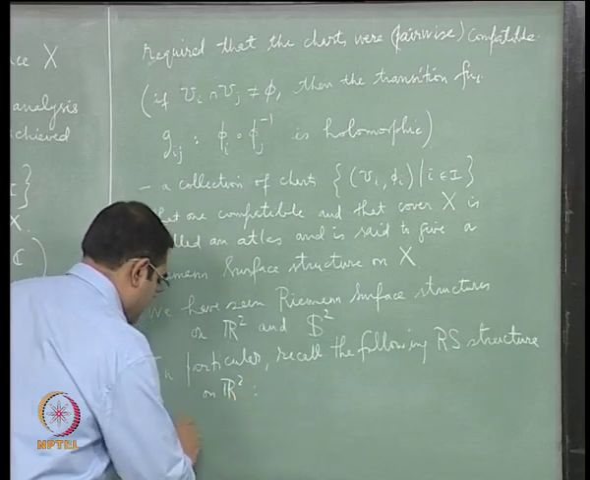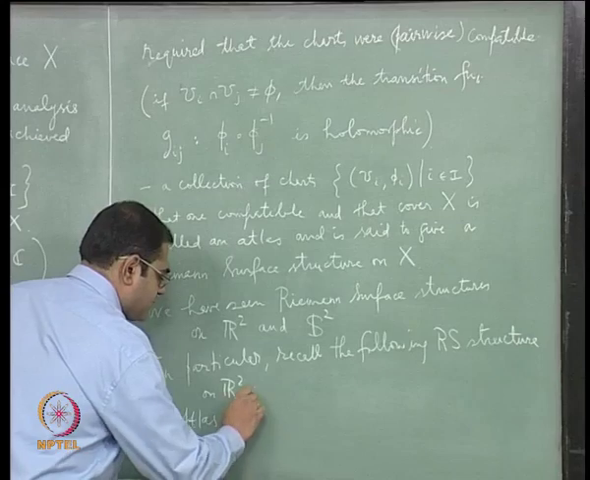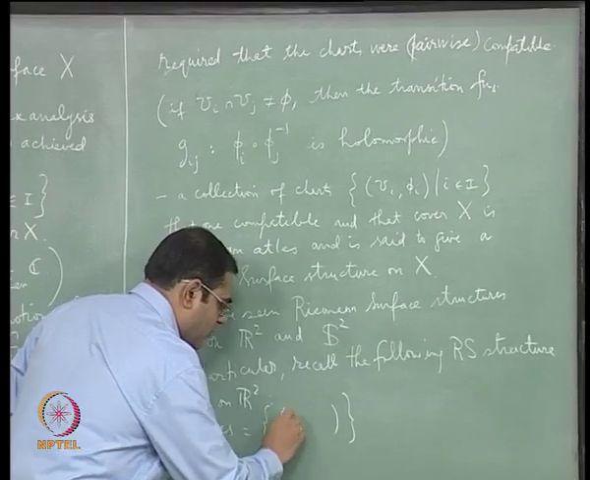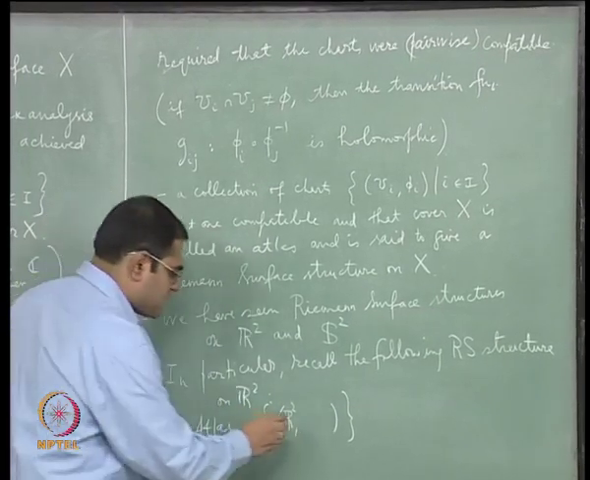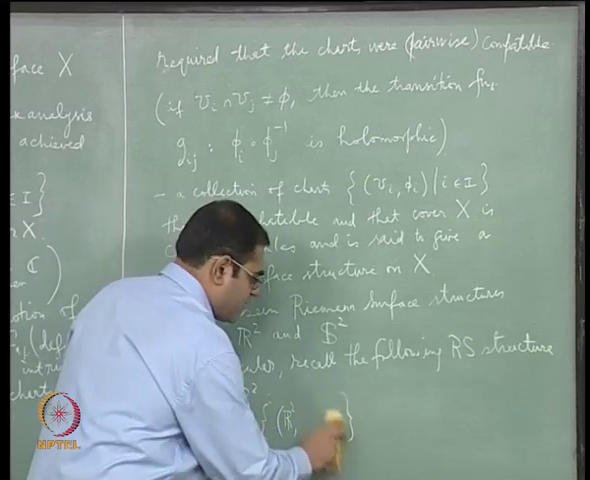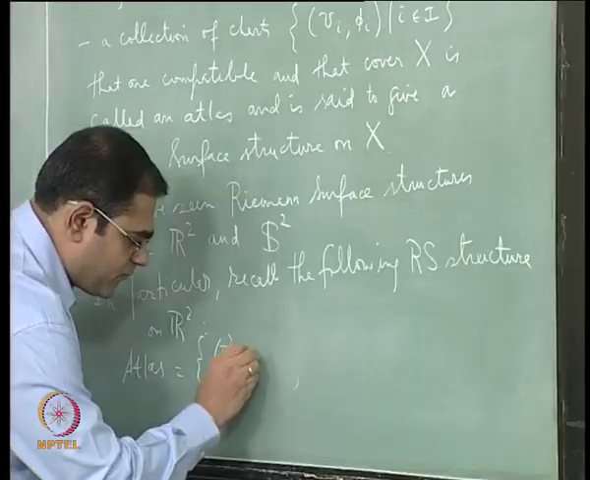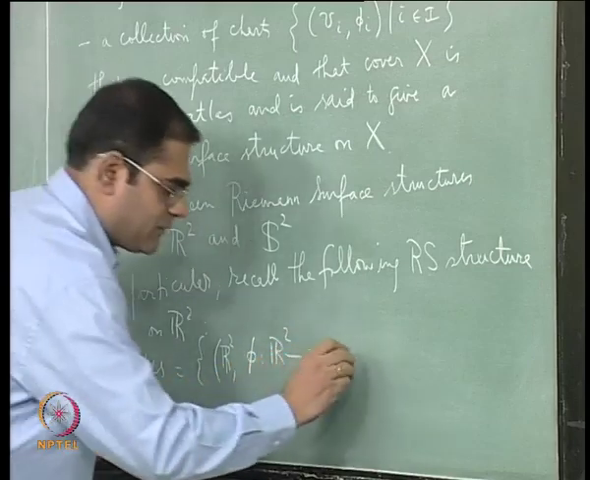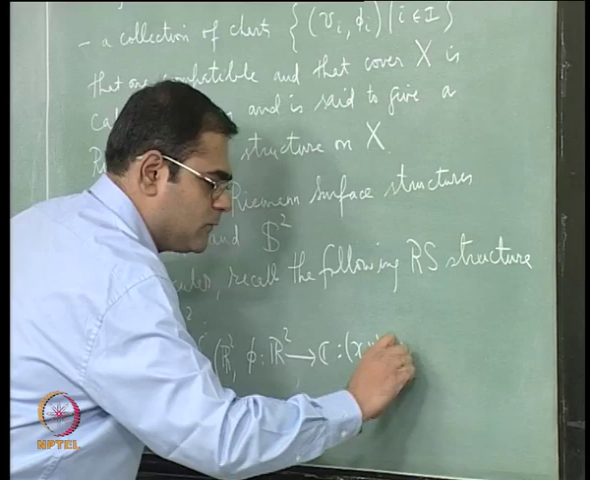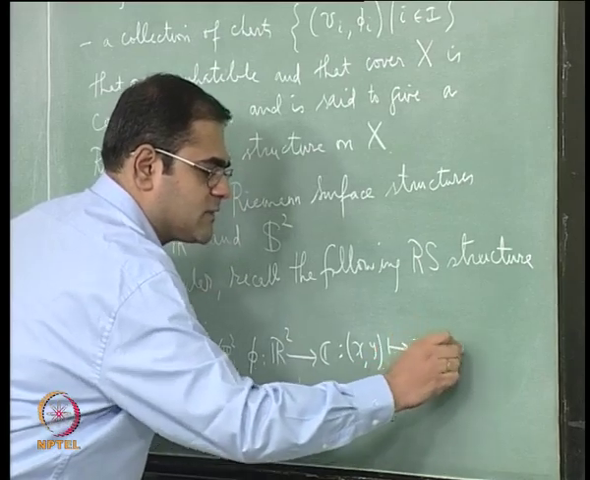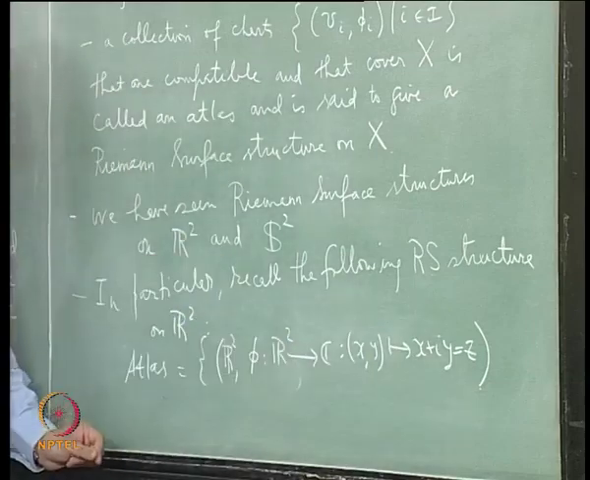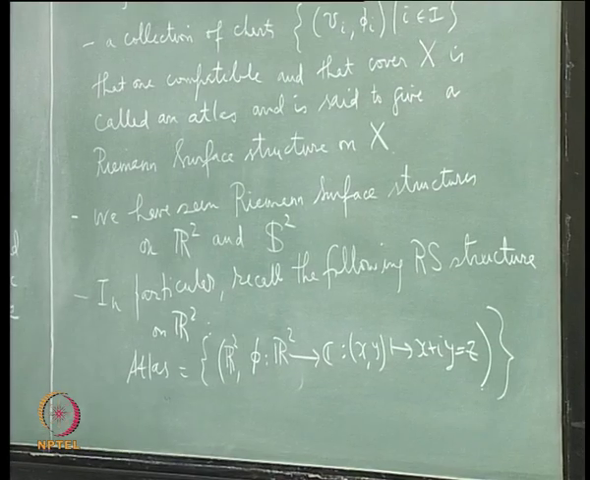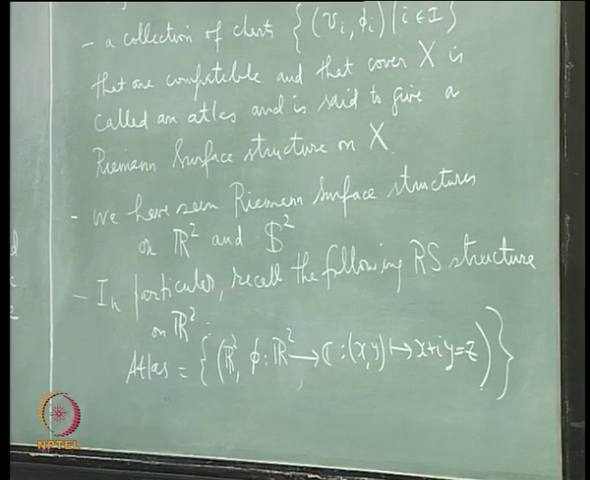So the atlas just consists of a single coordinate chart, and what is a chart? The open set is the whole of R2, and the map phi from R2 to C is just the natural identification, namely it takes (x, y) to x plus iy, which is z. So this is a natural map, and I am just taking a single chart. Now this chart, of course, covers the whole plane, and it is an atlas.